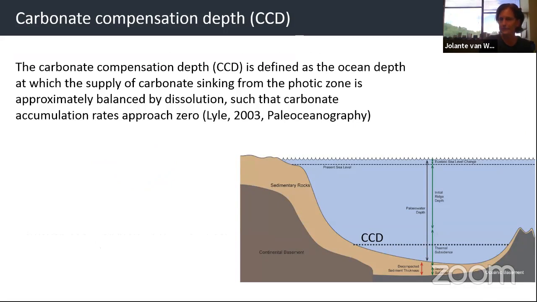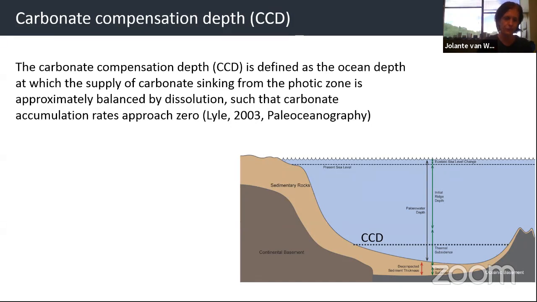What is the carbonate compensation depth, or CCD? The carbonate compensation depth in the ocean basins is defined as the depth at which the supply of carbonate that sinks from the photic zone is approximately balanced by dissolution, such that carbonate accumulation rates approach zero.